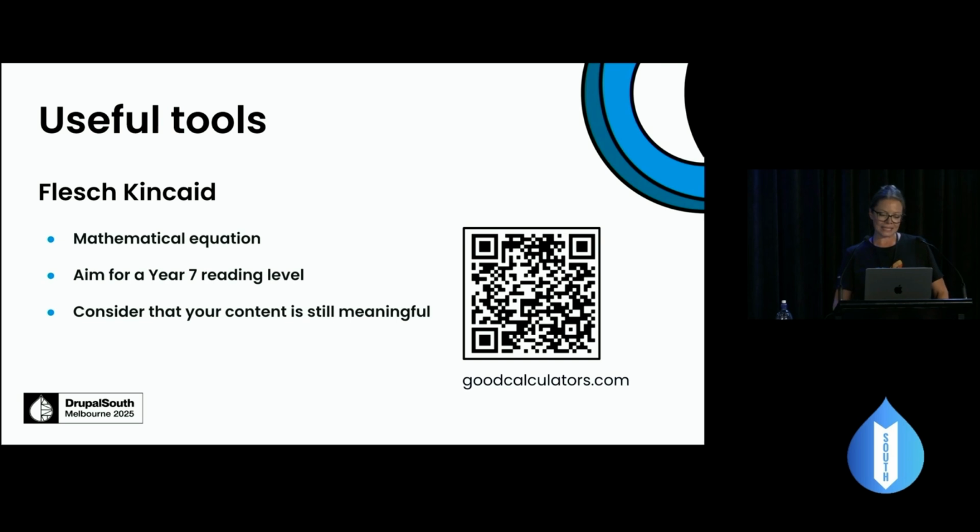Just quickly, here's a QR code for a Flesch-Kincaid calculator. This is just a free one online. There's quite a few out there. I won't go into too much detail because I've already talked about it, but running your content through the calculator, if you do have certain requirements to meet, is still useful to get a benchmark of where your content may be at.